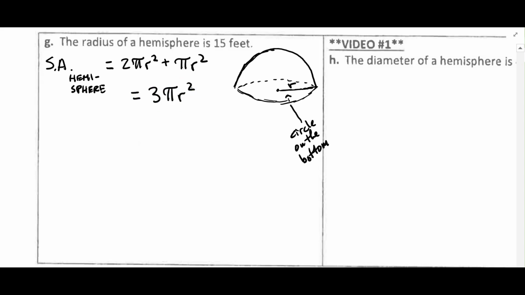I think that's kind of interesting that when the sphere was whole, the surface area was 4 pi r squared, and then when I cut it and I add that new surface on the outside, now it's 3 pi r squared. So if you remember, you can use this formula, 3 pi r squared, for the surface area of a hemisphere, and now it becomes a relatively easy problem.